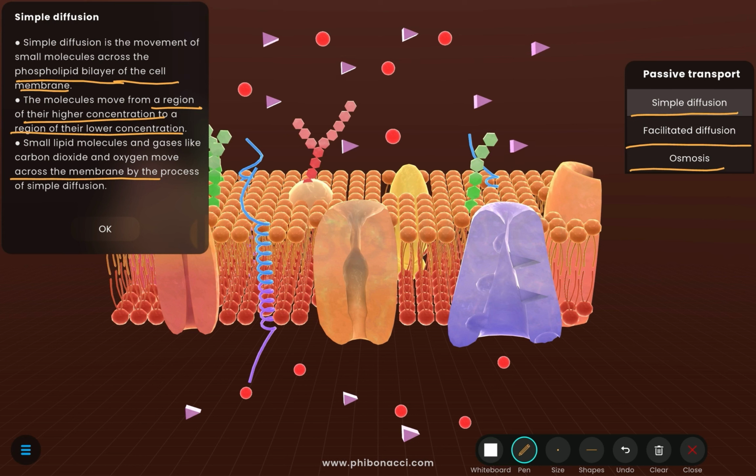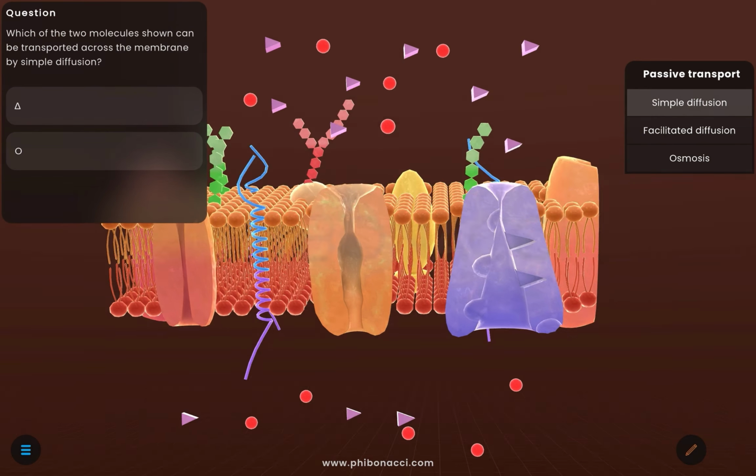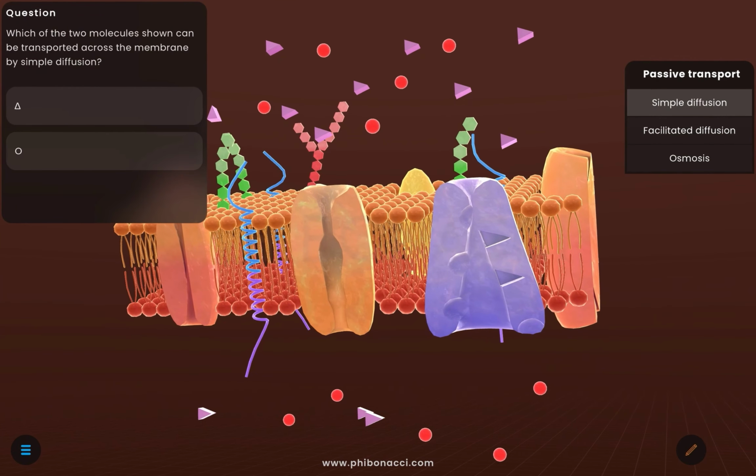Okay, so let's have a look at how this process takes place. As I said, in simple diffusion or any type of passive transport, the molecules are transported from a region of their high concentration to a region of their lower concentration. So if you take this scenario in view, which particular molecule would be getting transported across the membrane? The correct answer would be these triangular structures. Why?